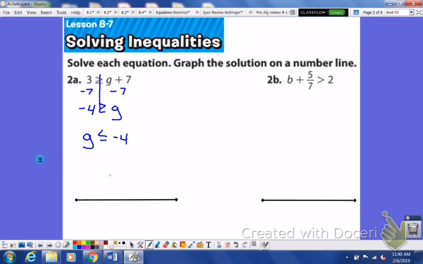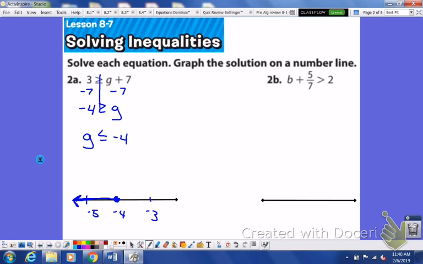Then to graph that on our number line, we'll do a -5, -4, -3. Less than or equal to, so closed circle, less than is to the left, and finish it off with an arrow. Pray for the next one.